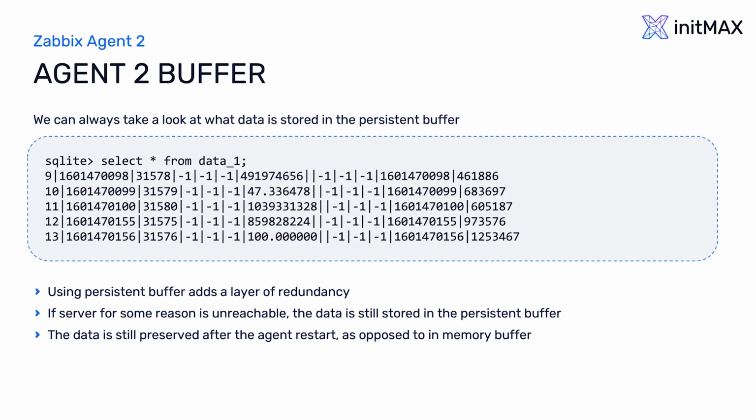So using a persistent buffer adds a layer of redundancy. If the server for some reason is unreachable, the data is still stored in the persistent buffer and the data is still preserved after the agent restart, as opposed to in-memory buffer. So memory buffer is the default, but if an issue happened with the agent and let's say it crashed or you restarted it, then you lose all of the data. If it's written in SQLite or just to the file, then it's still there and it's not going to be lost. So whenever your agent comes online, the data is still going to be sent.